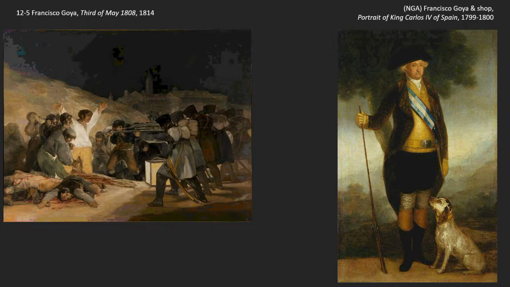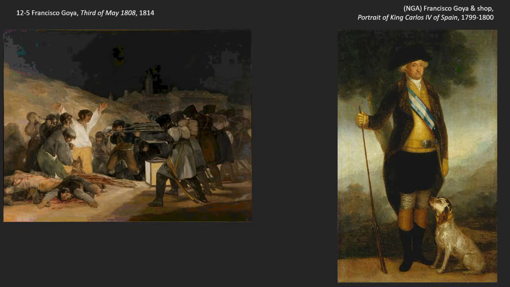In 1808, the Spanish revolted against the king, sort of inspired by the American Revolution and the French Revolution. About 20 years after the French Revolution, the Spanish had a revolution against their king, Carlos IV of Spain. Goya had been his court painter, the official portraitist at the court of Carlos IV.